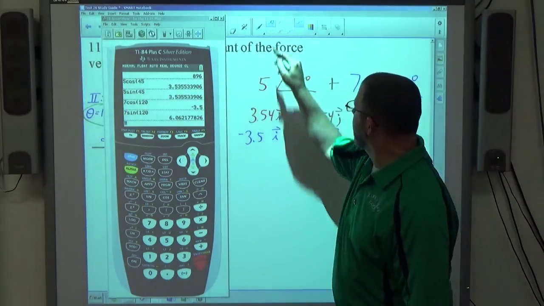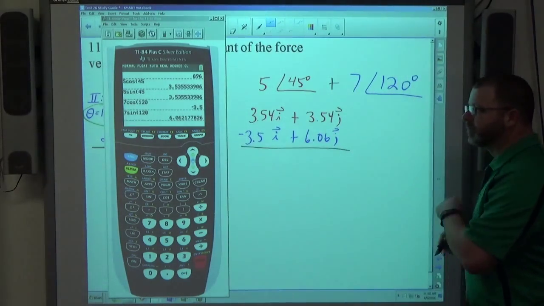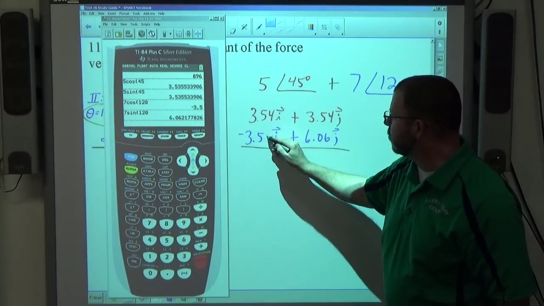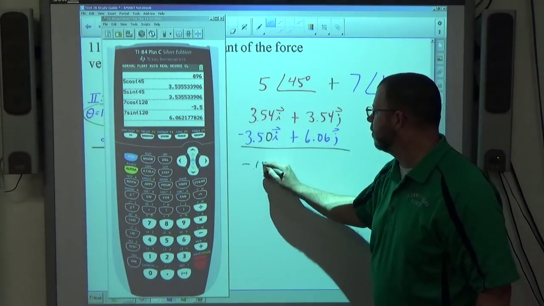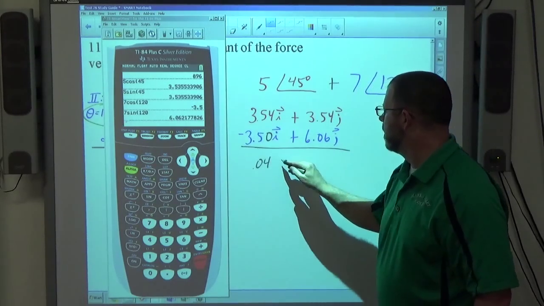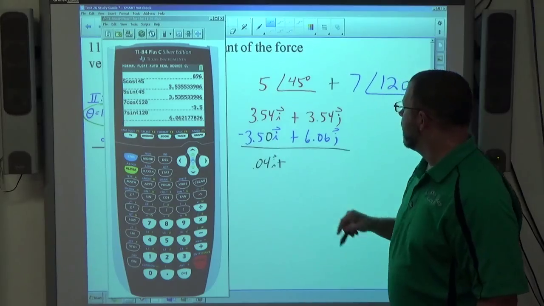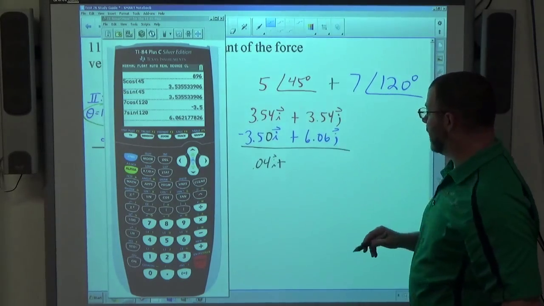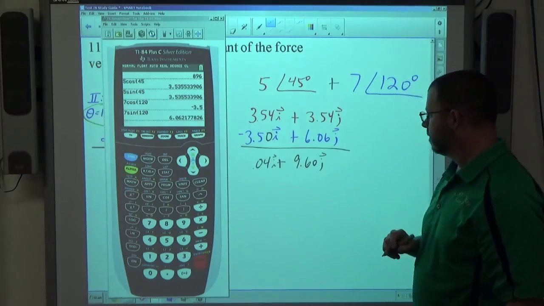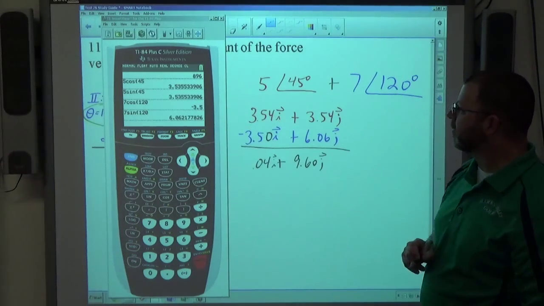Right? So, once I get the two vectors in component form, I add them together or subtract depending on sign. These signs are different. I subtract. I'm going to get positive 0.04i. And if I add these, they're both positive, I'm going to get 9.60j. So that's the answer in rectangular form.